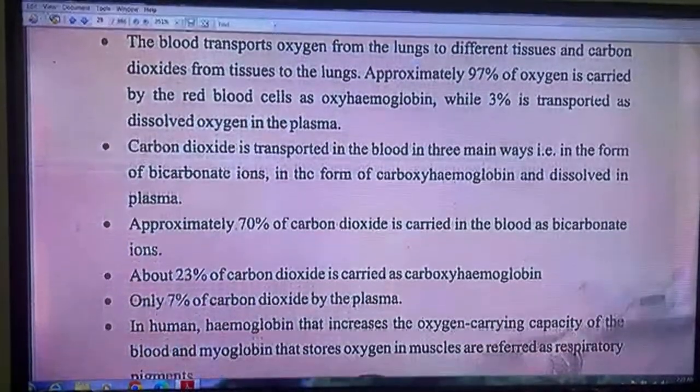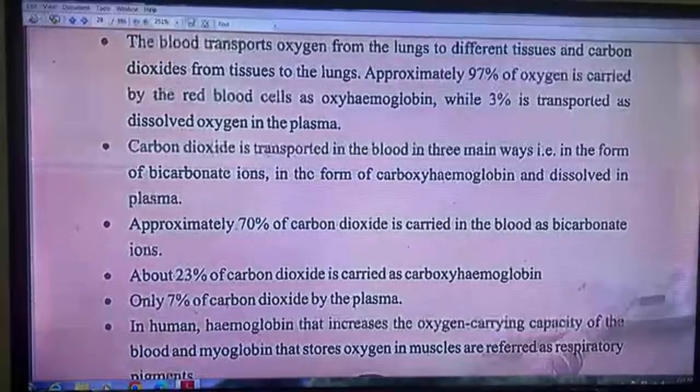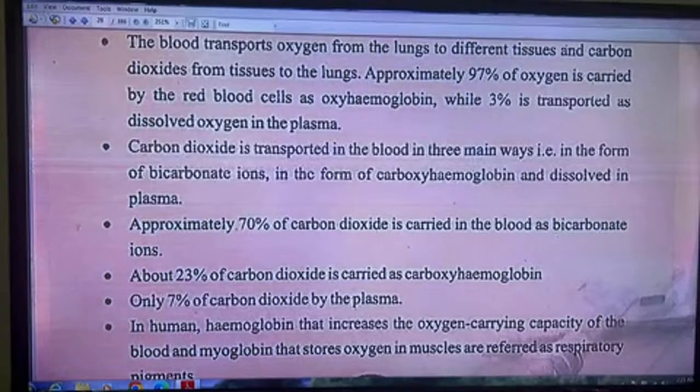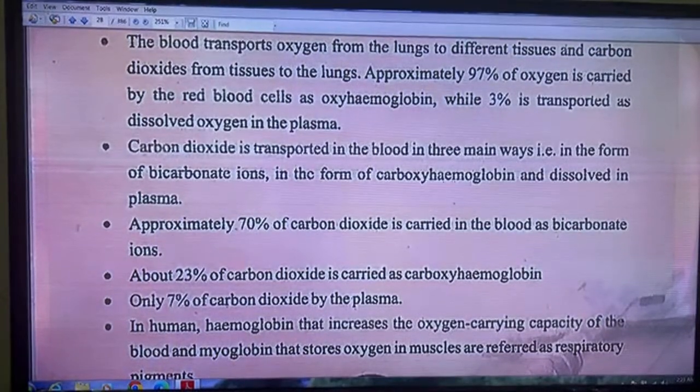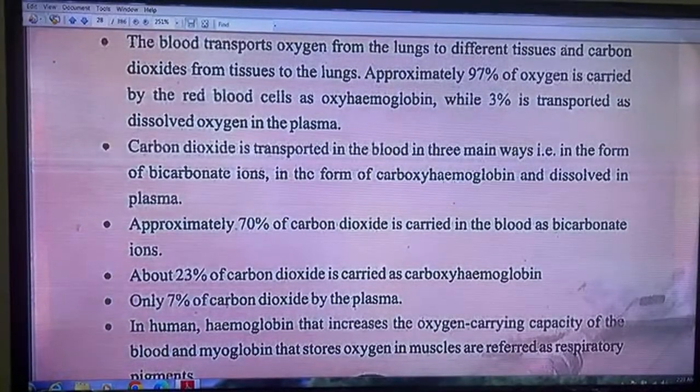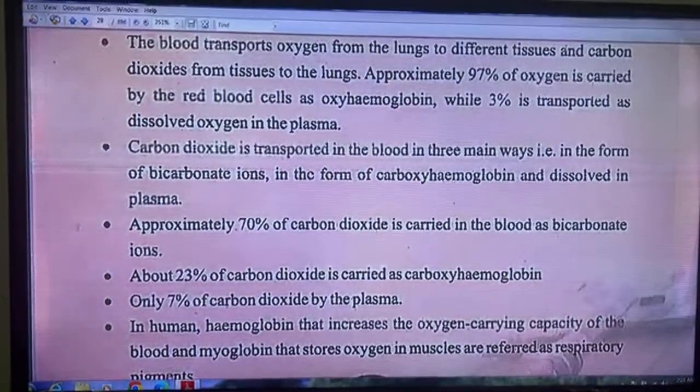The blood transports the oxygen from the lungs to different tissues and carbon dioxide from tissues to the lungs. Approximately 97% of oxygen is carried by the red blood cells as oxyhemoglobin, while 3% is transported as dissolved oxygen in the plasma. Carbon dioxide is transported in the blood in three main ways: in the form of bicarbonate ions, in the form of carboxyhemoglobin, and dissolved in plasma.